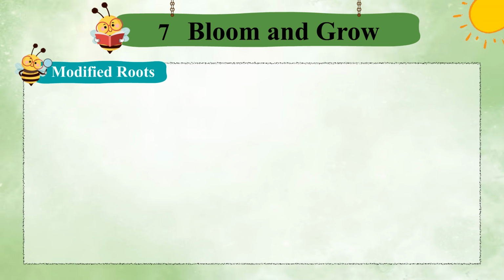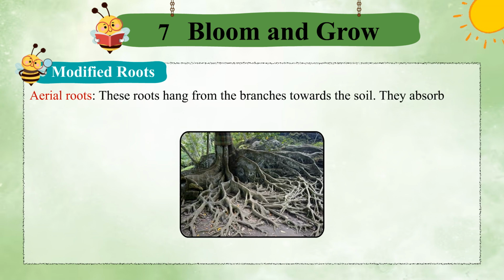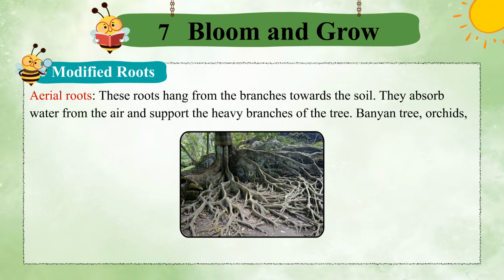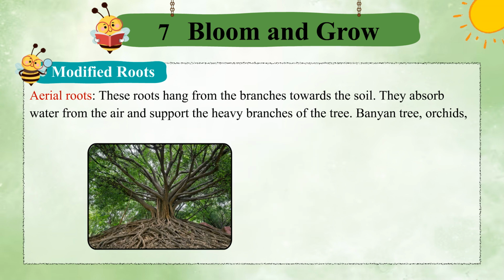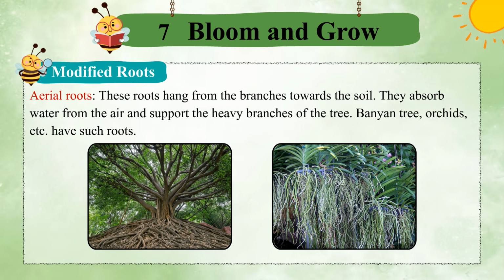Modified roots. Aerial roots. These roots hang from the branches towards the soil. They absorb water from the air and support the heavy branches of the tree. Banyan tree, orchids, etc. have such roots.